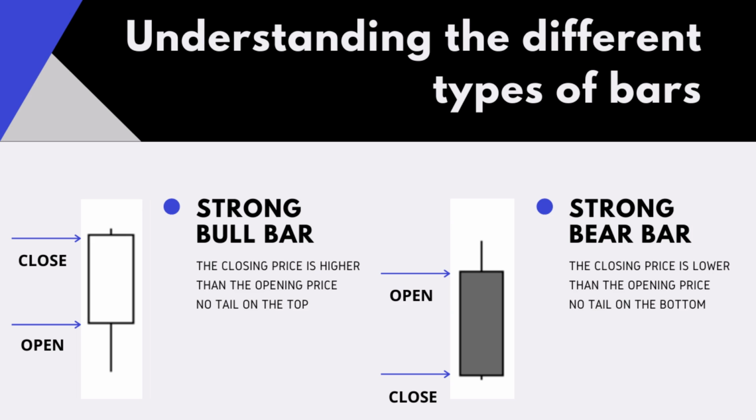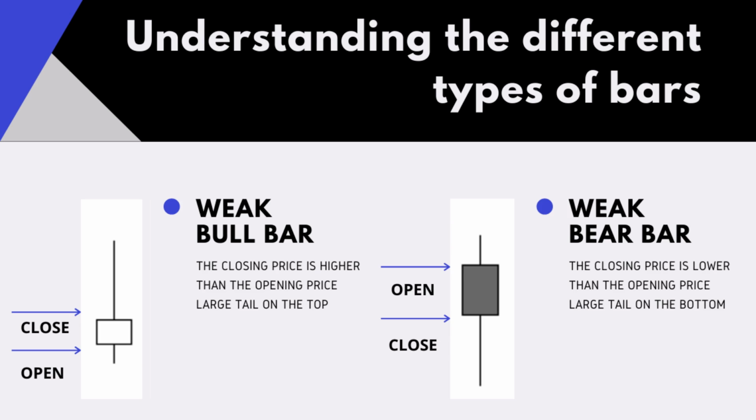With the strong bear bar, the closing price must be lower than the opening price. Also, there should be no tail visible on the very bottom of the bar. This tells the trader that sellers were able to gain control over the market in a given time period.